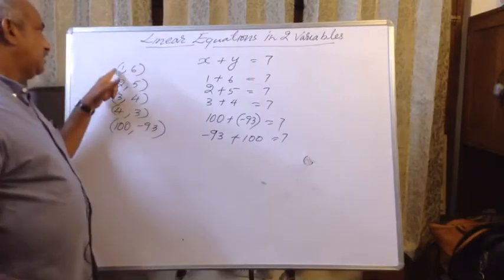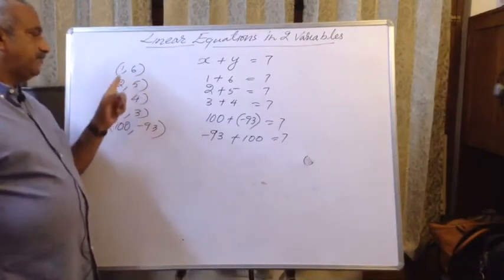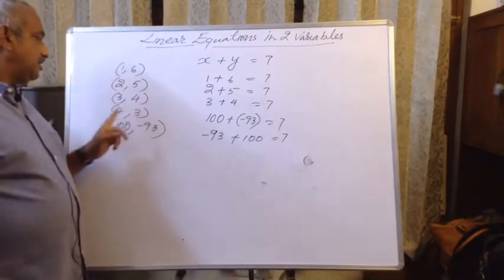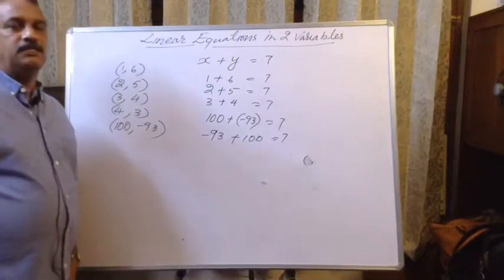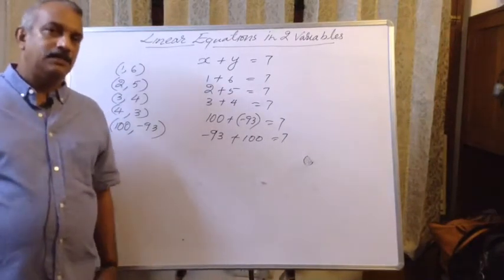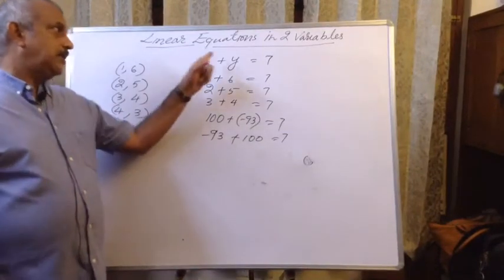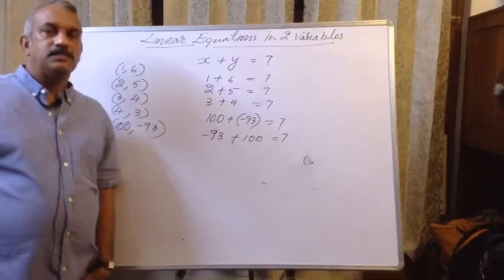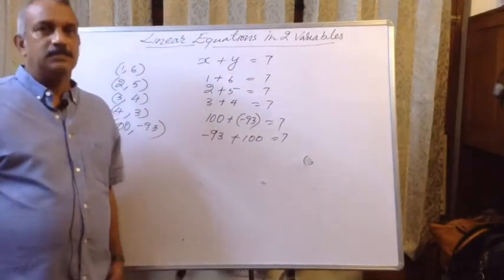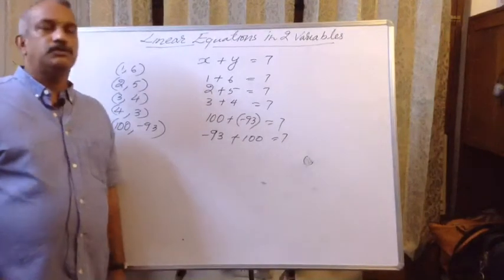That is what we have learned in coordinate geometry. If the equation is in terms of x and y, first number x, second number y. So x is equal to 1, y is equal to 6 is possible, x is equal to 2, y is equal to 5. Again the sum is 7. 3 and 4, 4 and 3, 100 and minus 93, 1000 and minus 993, etc. Many possible values are there. That is why a linear equation in two variables has infinite solutions. Uncountable solutions we can write.